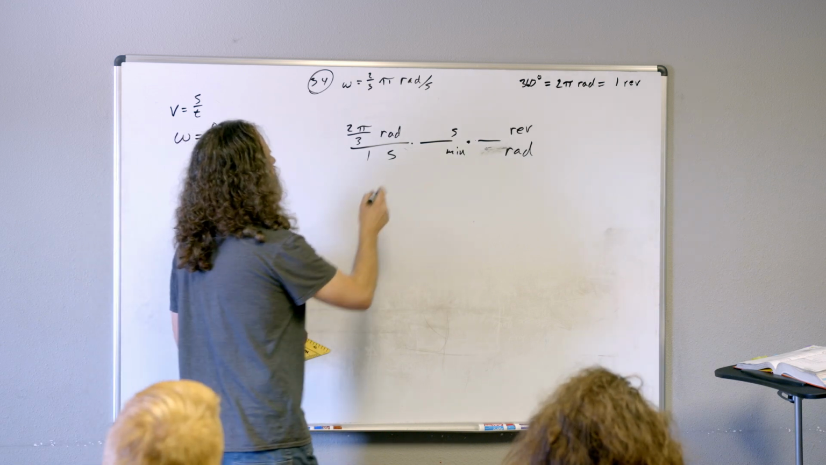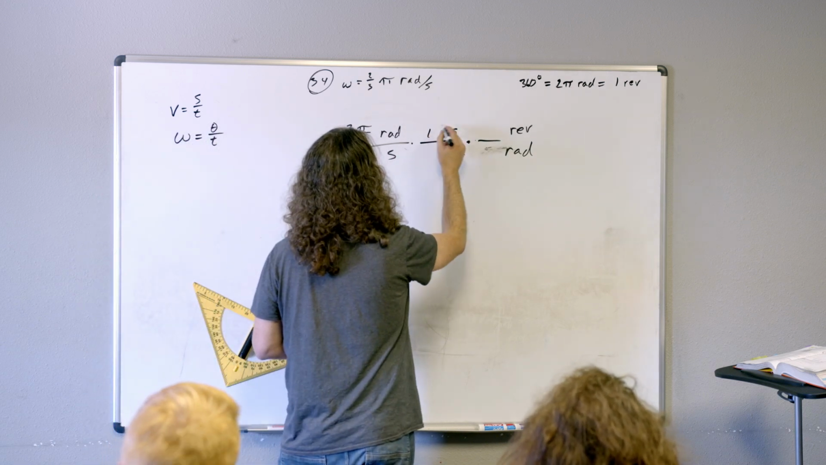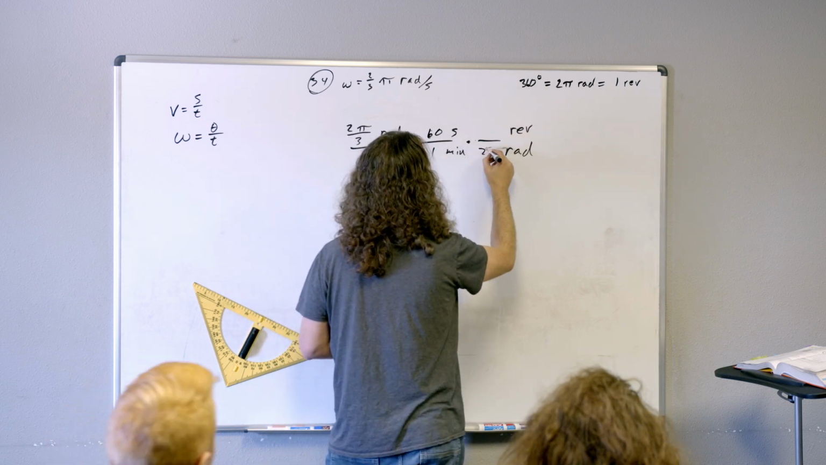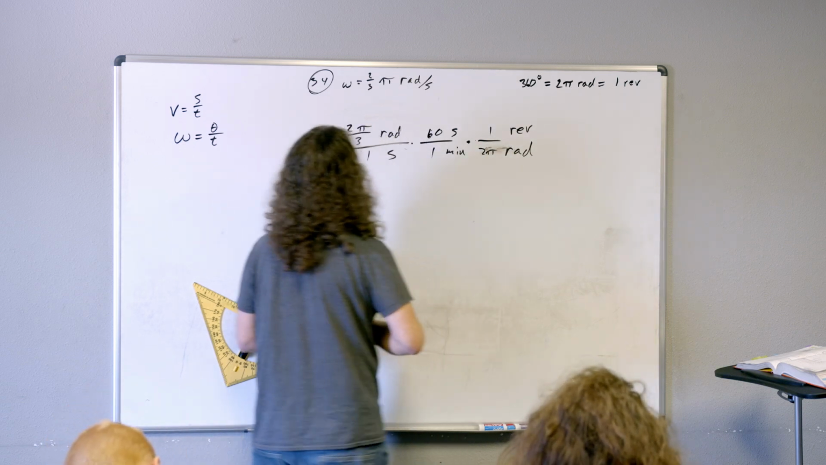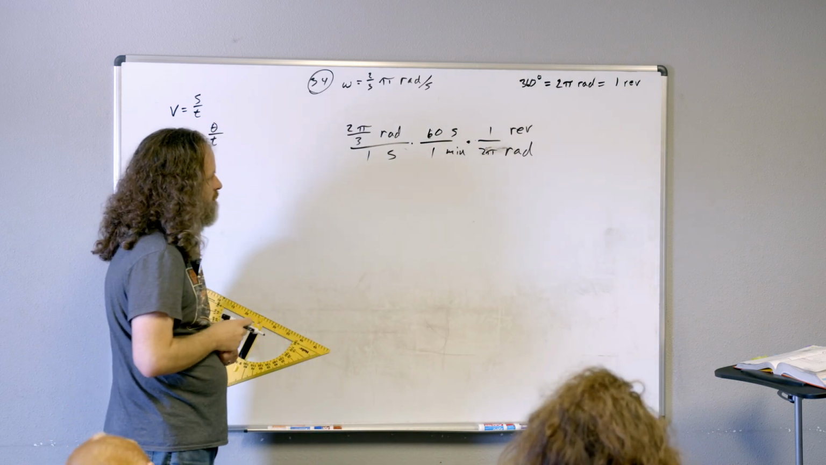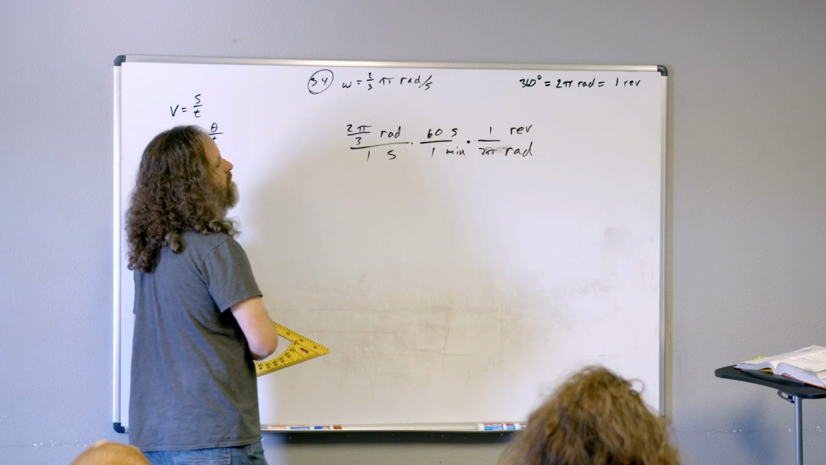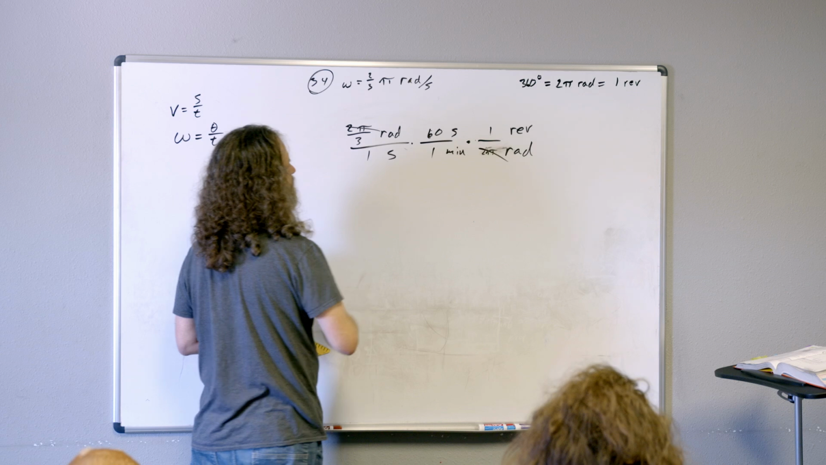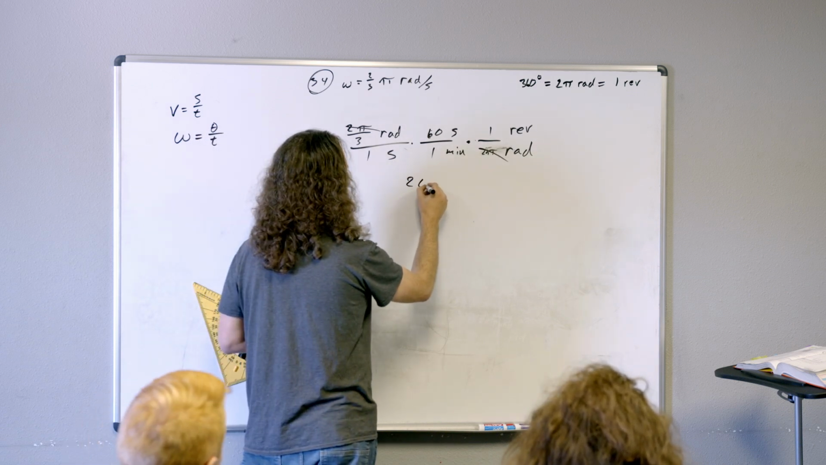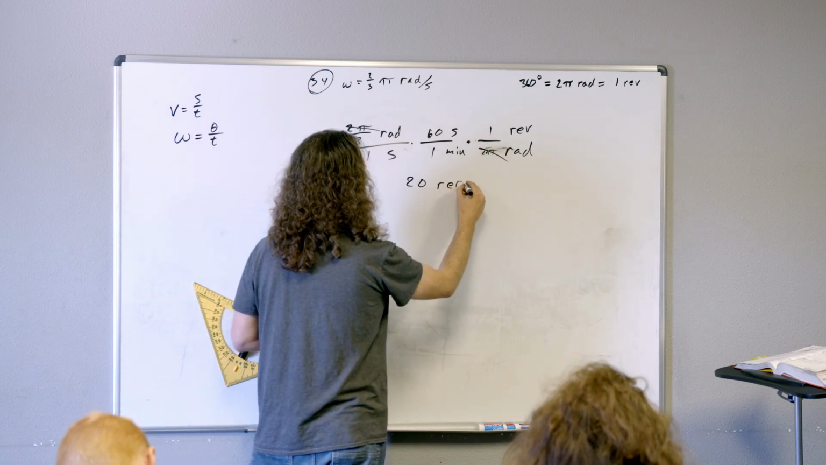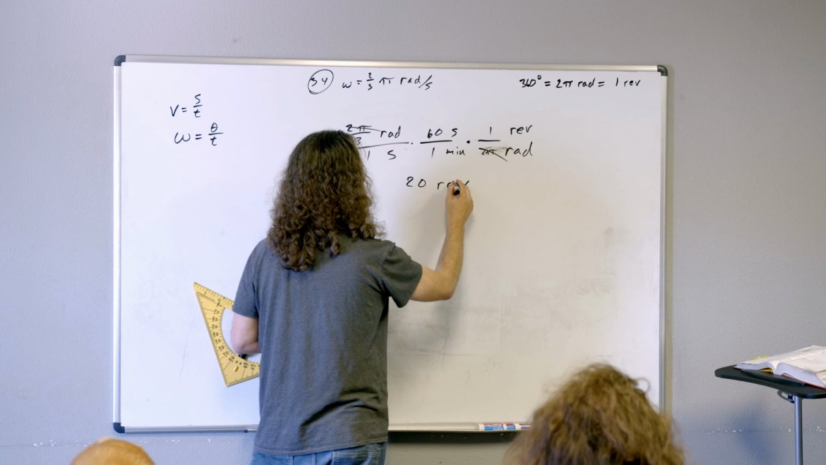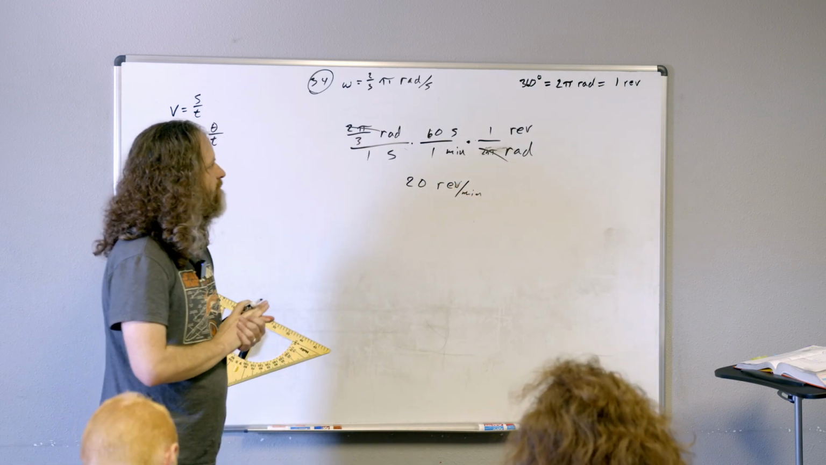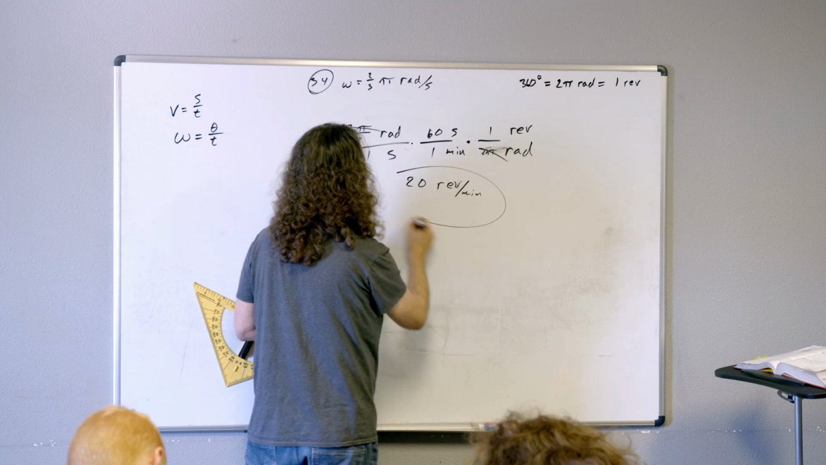1 revolution over 2 pi. Yes. 60 seconds, minute, 2 pi, 1. So then it'll be 120 pi over 3. You can get rid of the 2 pi's and then 60 divided by 3 is 20 per 1 minute. Great. Give me a second for my smaller brain to catch up.